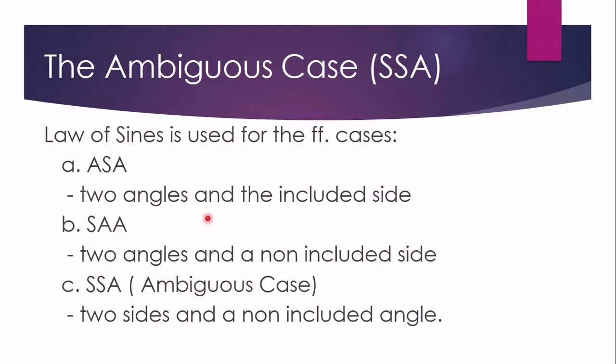And today, we will be discussing SSA. In here, the given are the two sides and, of course, the non-included angle. So we have here that SSA is called the ambiguous case kasi maraming possible or maraming possibilities if you have the SSA case. So let us begin.